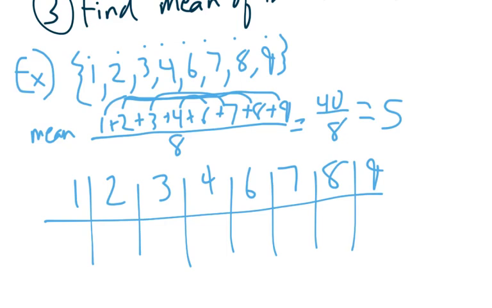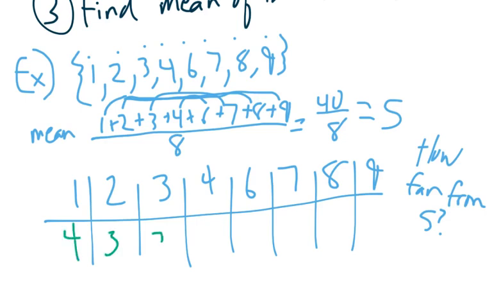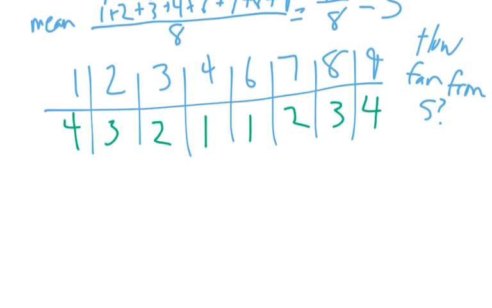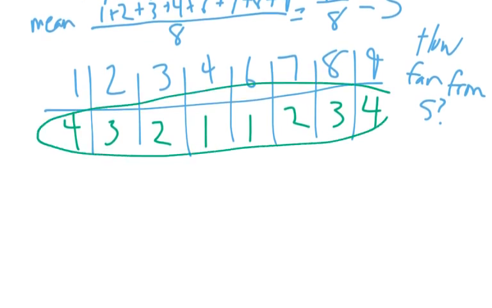And so that's the question. How far is this from 5? Well, 1 is 4 units away from 5. Actually, let me do this in a different color here. So 4 units from 5. 3, 2, 1. 1, 2, 3, 4. So what I want to do is use these numbers and find the average of those numbers.